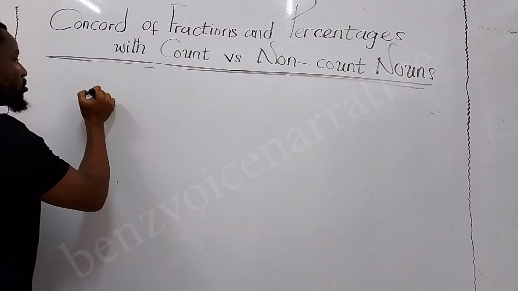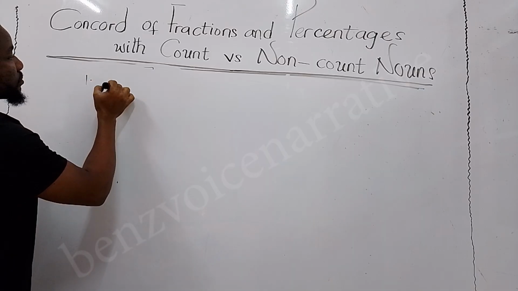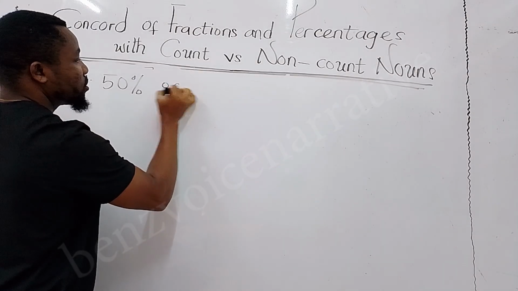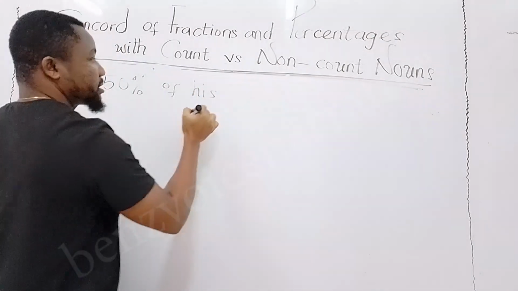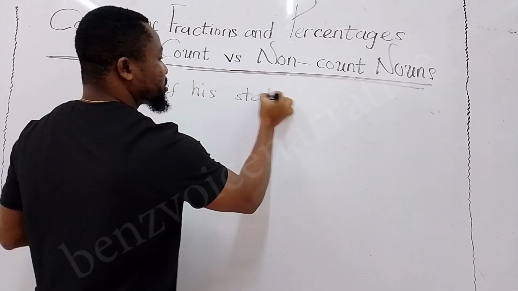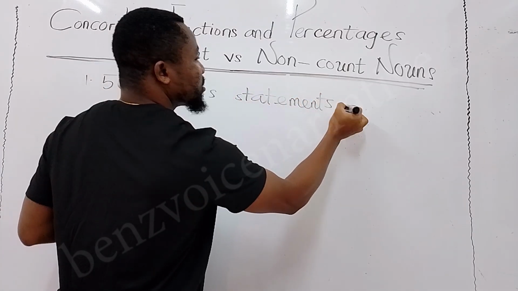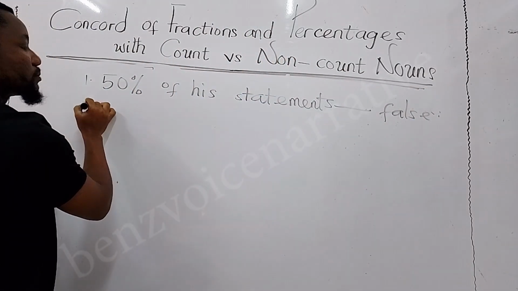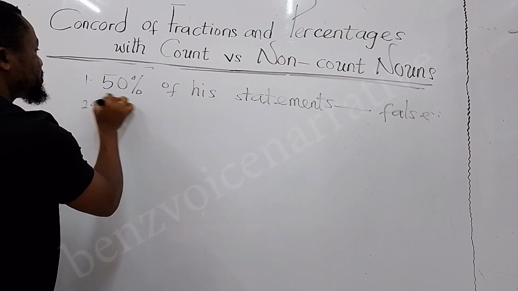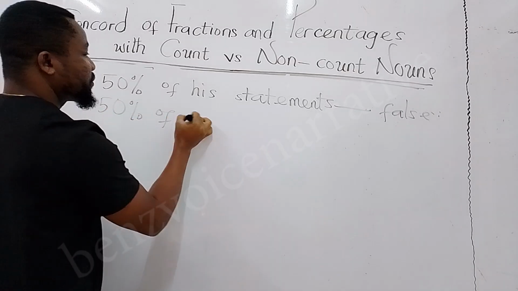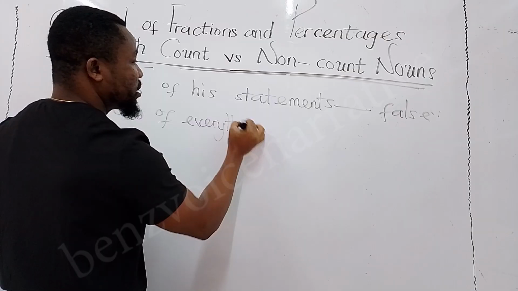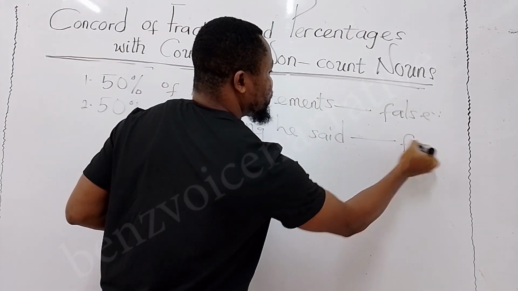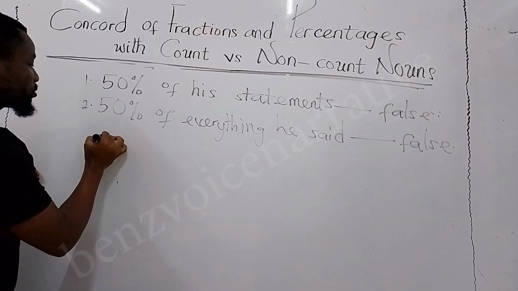Do well to leave your answer in the comment. Question 1. 50% of the statements of a statement dash false. Okay. Now 50% of everything is said dash false. For the first question.